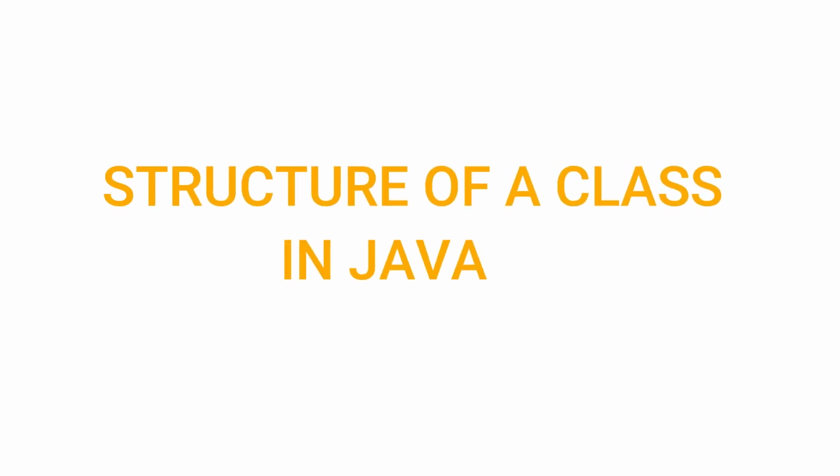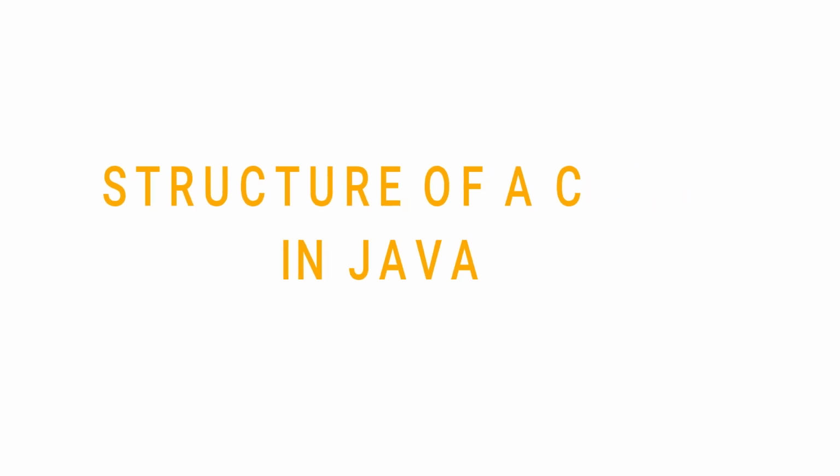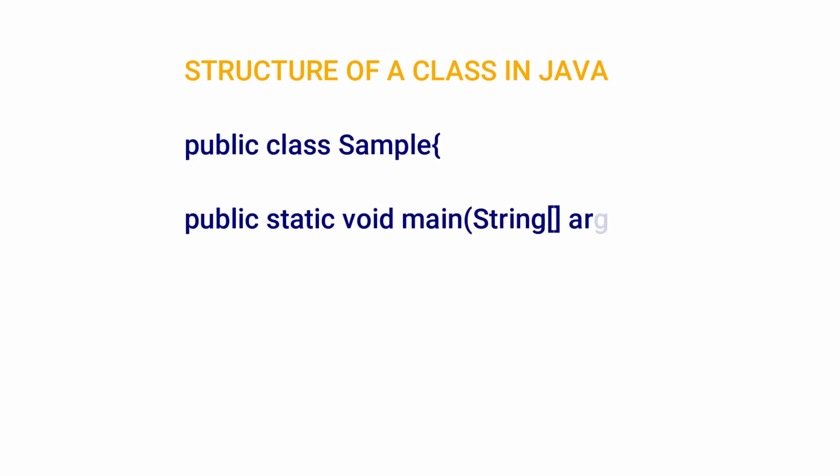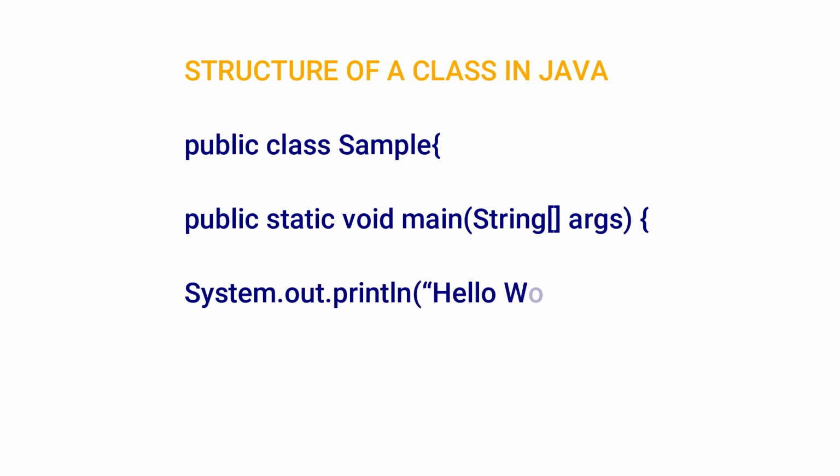And I want us to now look into the structure of a class in Java. As you can see on the screen, this is the structure of a Java class. You can see public class Sample, then public static void main(String[] args), and inside the curly braces of the main method, we now have System.out.println("Hello World").